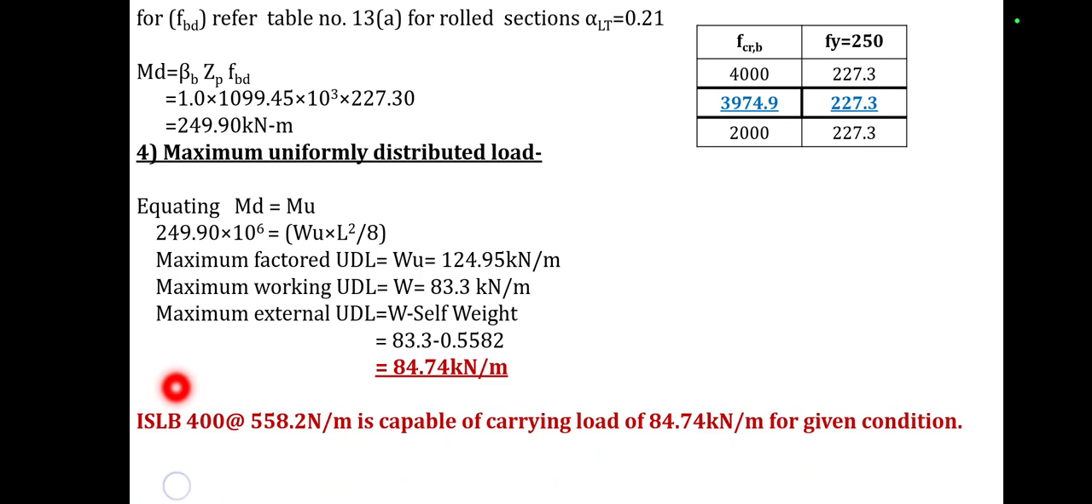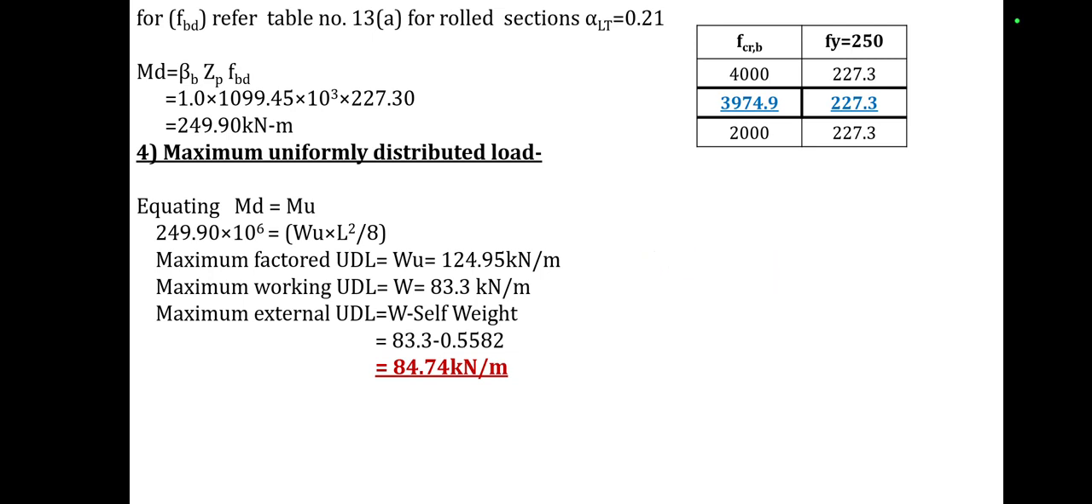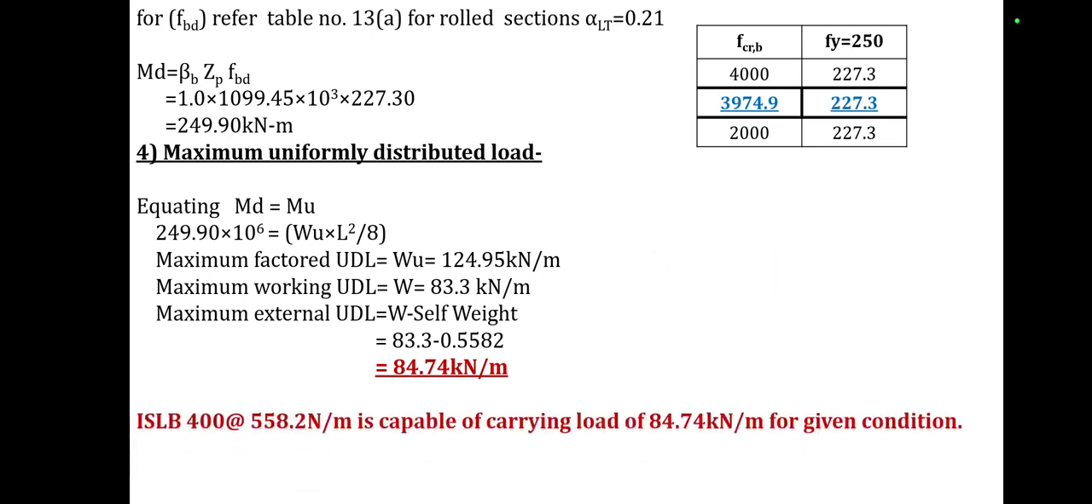Therefore, I can state that our ISLB, that is, light beam, ISLB 400 at 558.2 Newton per meter, is able to carry a working load of 84.73 kilonewton per meter for the given condition. So this is all about how to calculate the given loading from the numerical or check the section capacity.